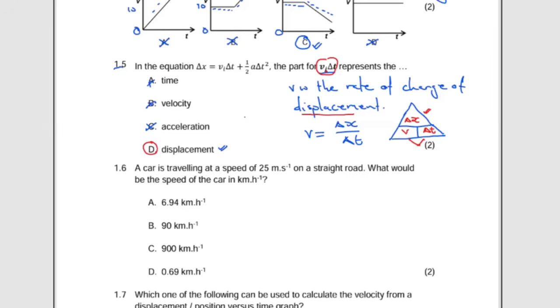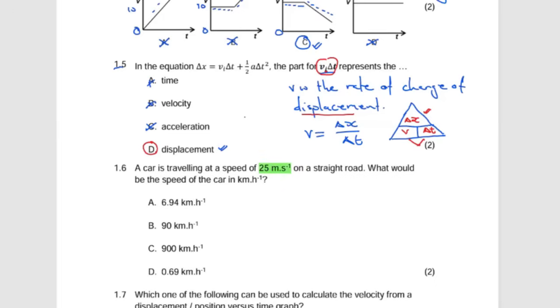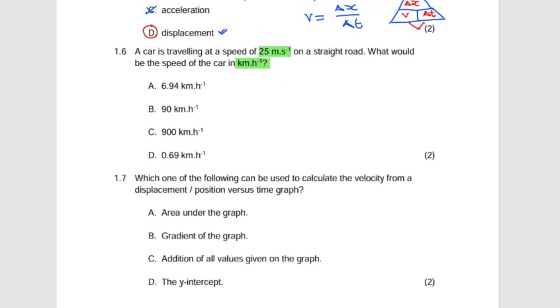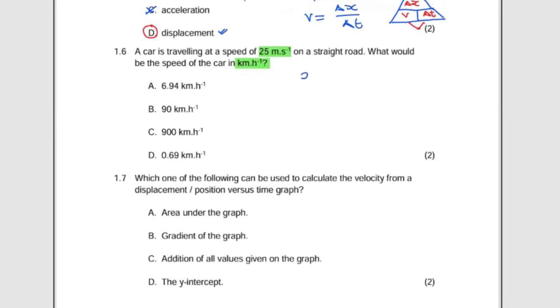Then we proceed to question 1.6, which reads: a car is traveling at a speed of 25 meters per second on a straight road. What will be the speed of the car in kilometers per hour? Basically, what they are trying to tell us is to convert 25 meters per second to kilometers per hour. For us to convert this, we take that value of 25 and multiply it by 3,6. So multiply 25 by 3,6, and you get a value of 90. That value is now in kilometers per hour.